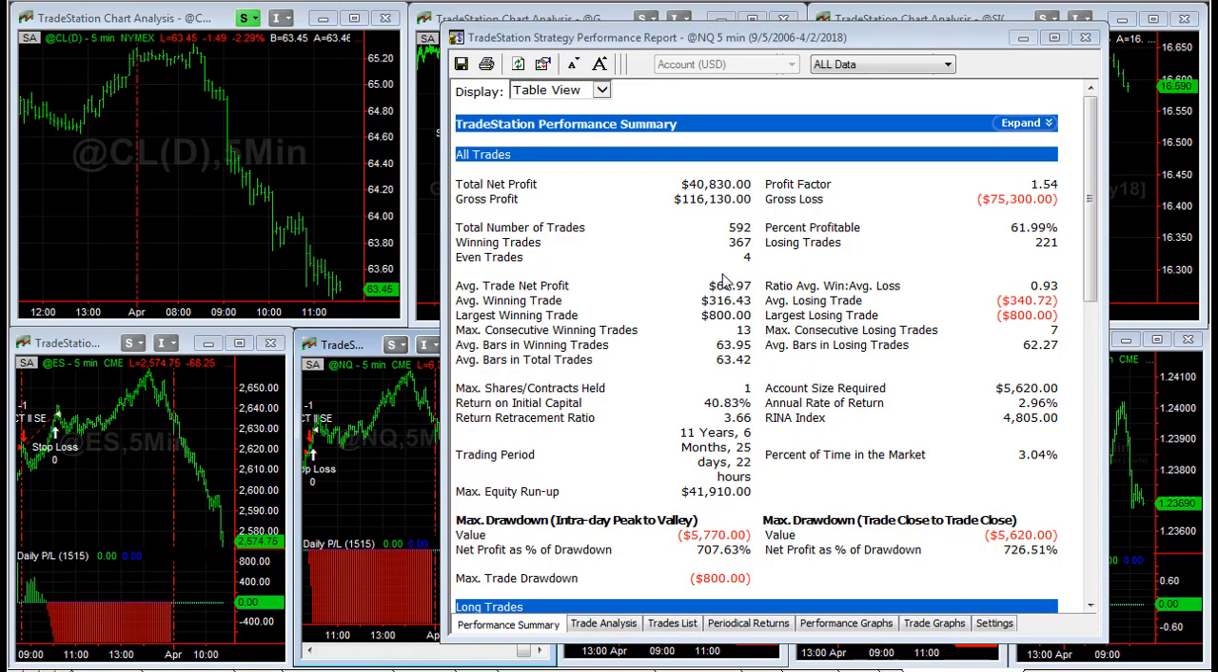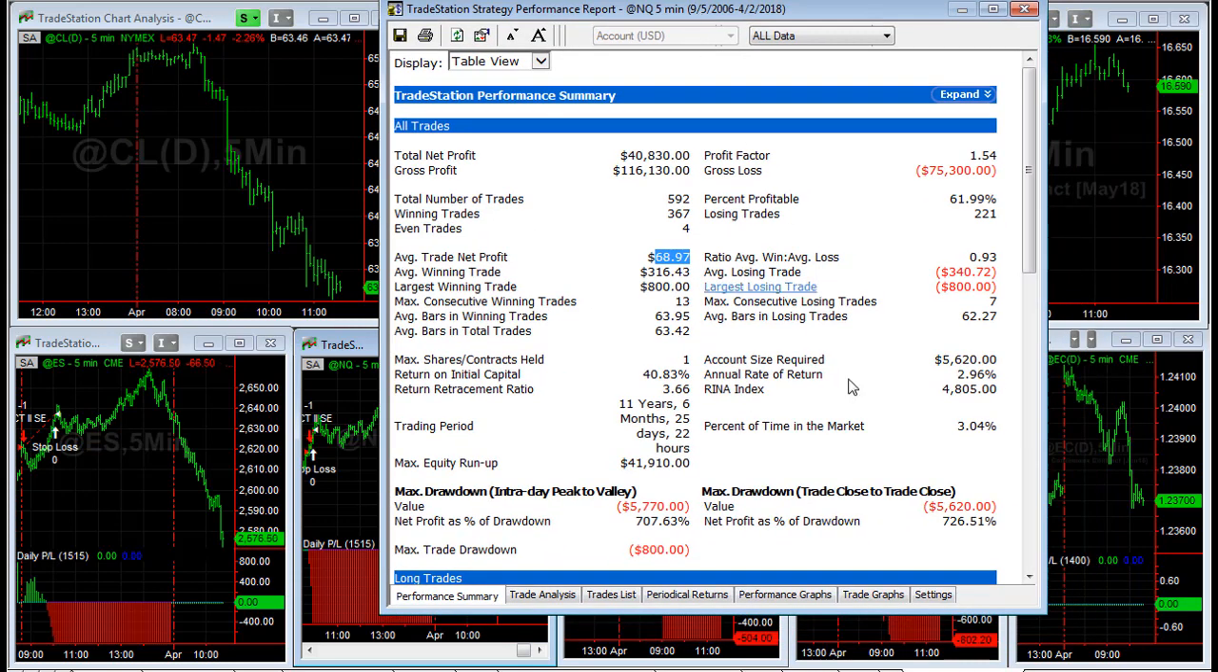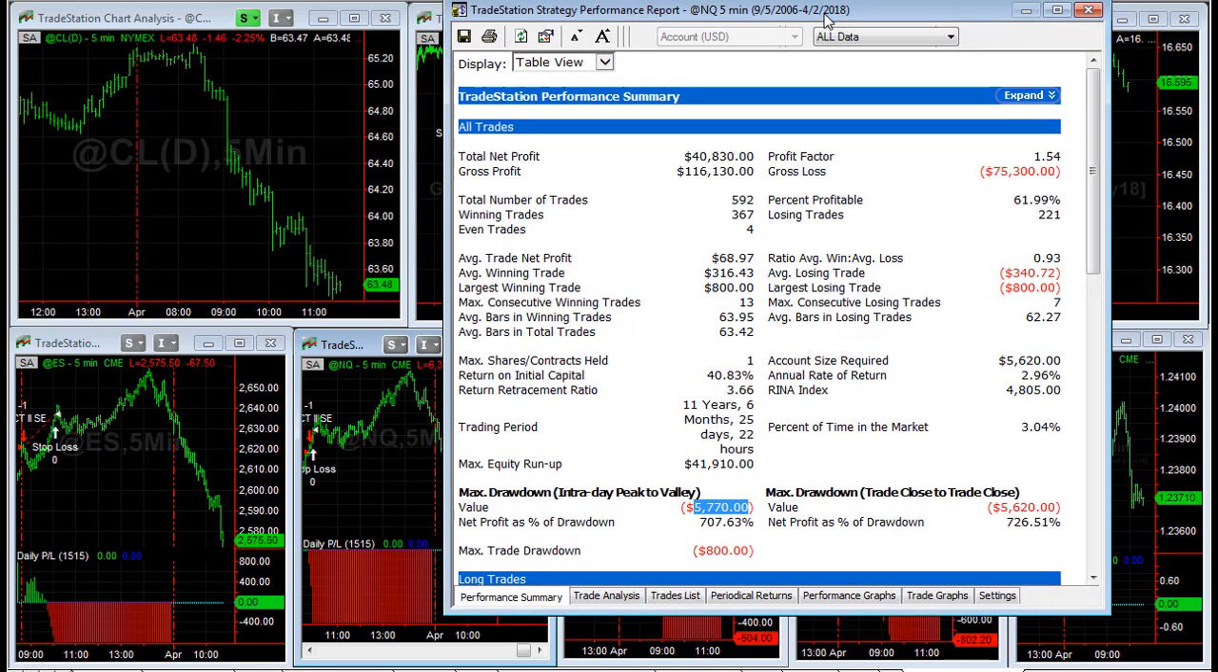And then we take a look at the NQ, E-mini NASDAQ, 68 average trade profit. Nice number for day trading the NQ. Here is the 40,830 total net profit without slippage and commission, 57.70 drawdown. These are typical numbers you can expect.